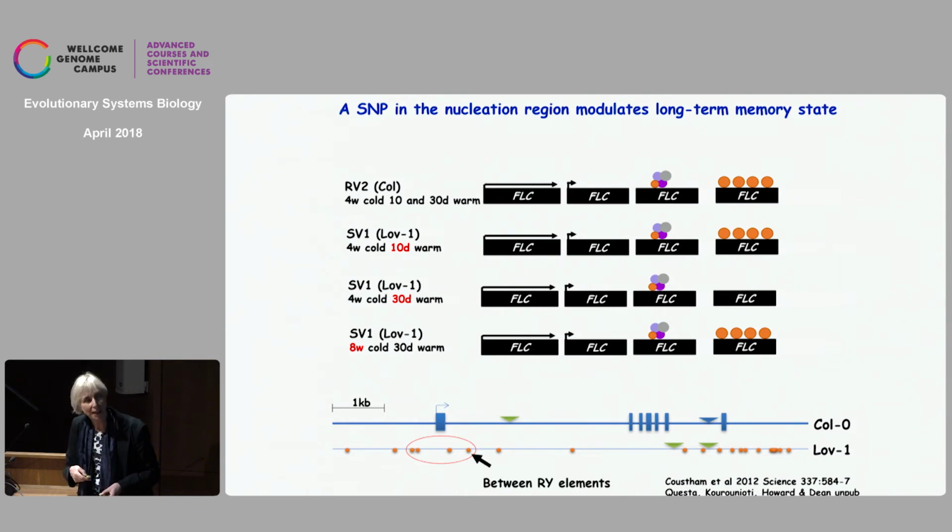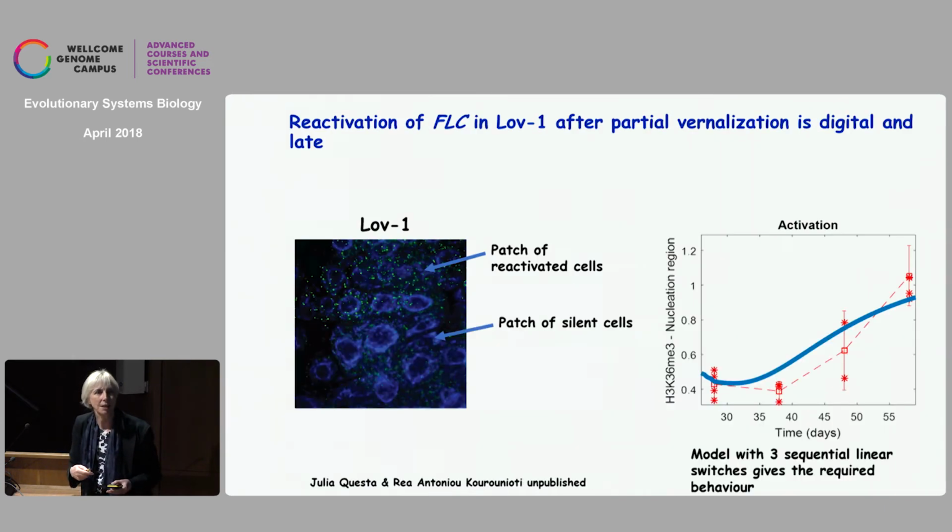And as we've gone in, I think this is the most important one. I point this out because it's sitting in between those 2 RY elements, which is where that DNA binding protein interacts. So now we're trying to really understand what this SNP is. Presumably it's affecting the dynamics of an association of one of the trans factors, which is then affecting the ability to switch from metastable to long-term silencing.